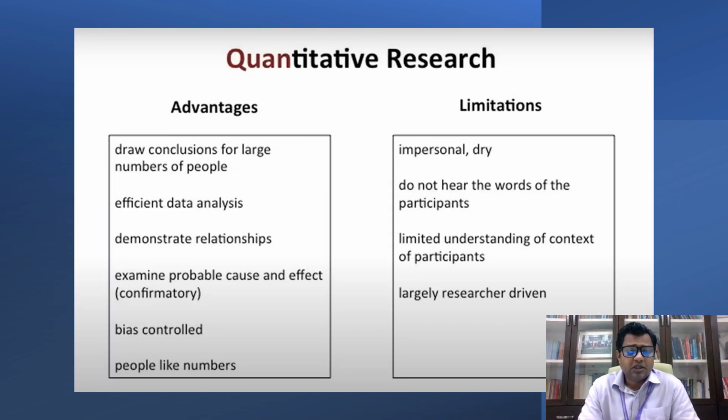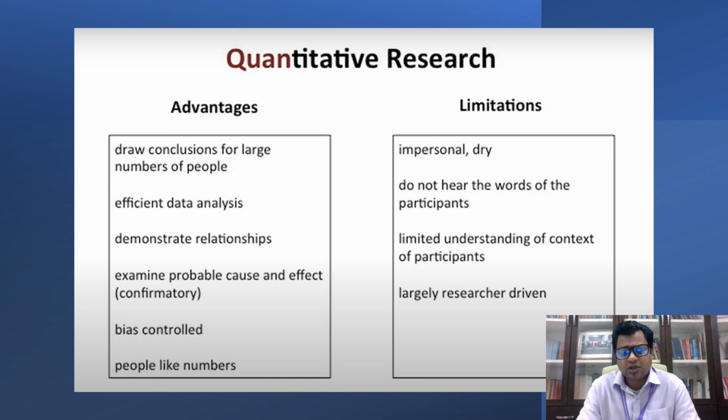The advantages of quantitative research: definitely it gives you the numbers of the people and efficient data analysis, because numbers give you the exact figure, not something like a subjective answer. It demonstrates relationships through numbers, and also why something has happened. It examines probable cause and effect, which gives a confirmatory section. Bias control is a mathematical operation; statistical figures will come. And people like numbers. If you say what happens in the hurricane, and you tell them it killed exactly 160 people, people like that number. People do not want to listen to a long story.